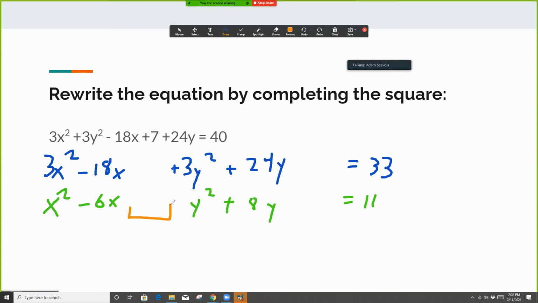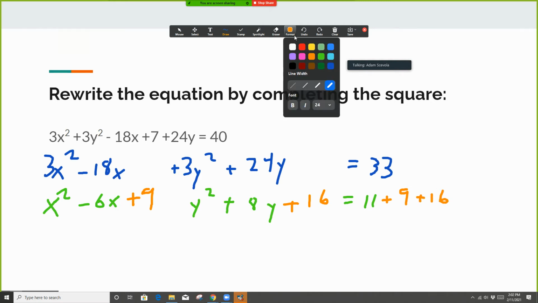So now what do we have to put here to make this a perfect square trinomial? It's got to be half of b squared. So half of 6 is 3. 3 squared is 9. So we add 9 there. But then we also have to add 9 here. And then for this, half of 8 is 4, squared is 16. So add that there, add that there.